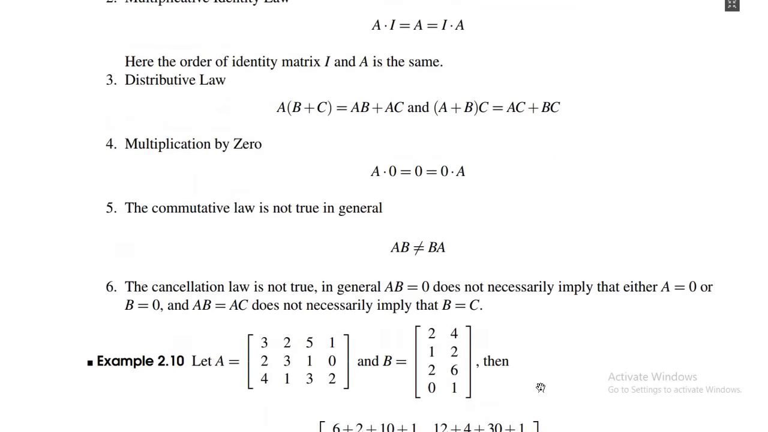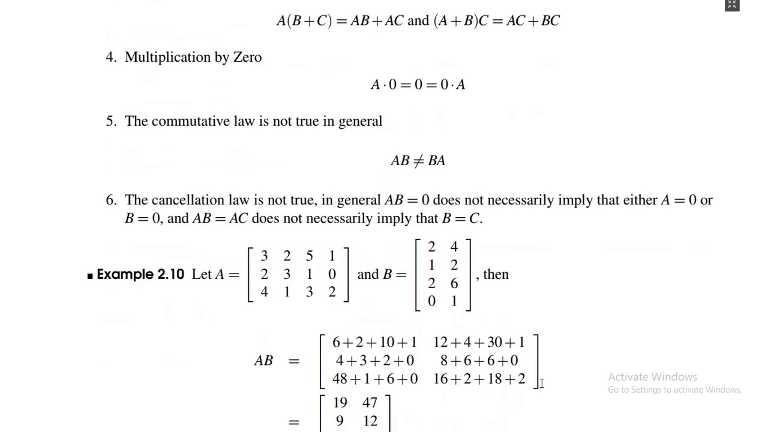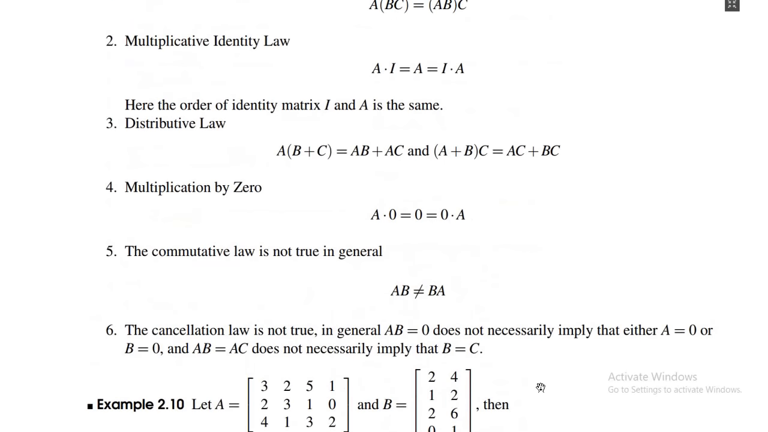The cancellation law is not true. That means A times B equals 0 does not necessarily imply that A equals 0 or B equals 0, and A times B equals A times C does not necessarily imply that B equals C.